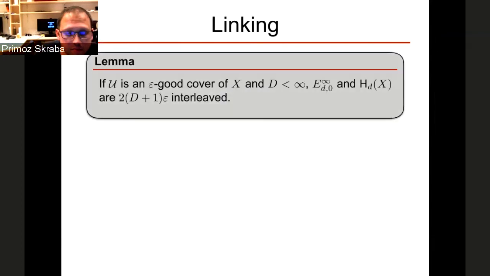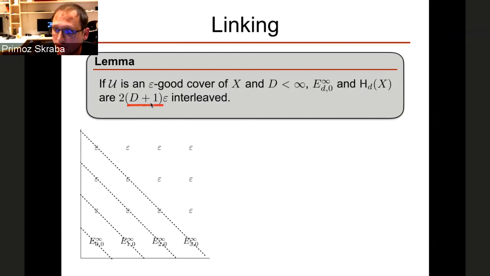So, we had to prove a lemma that says that if it's an epsilon good cover, then the E infinity page and the underlying space are again 2D plus 1 epsilon interleaved. So where does this D plus 1 come from? Well, D plus 1 is the length of the longest anti-diagonal, right? That's quite simple to show. But now I do want to say maybe just a few words on what this extension problem is.